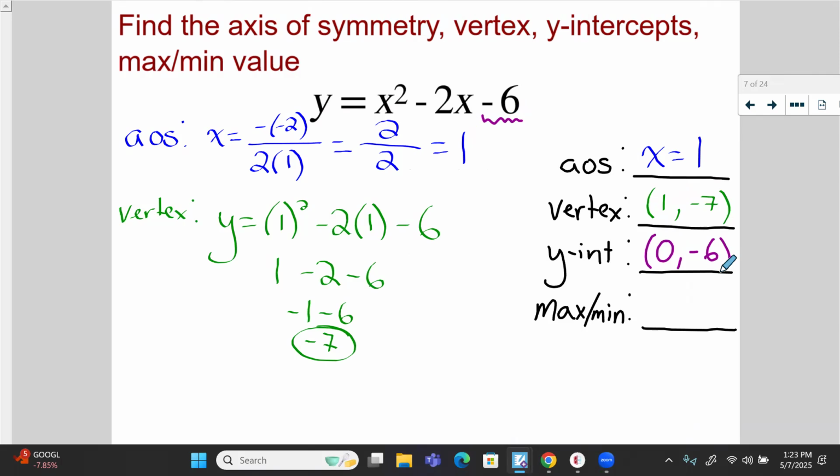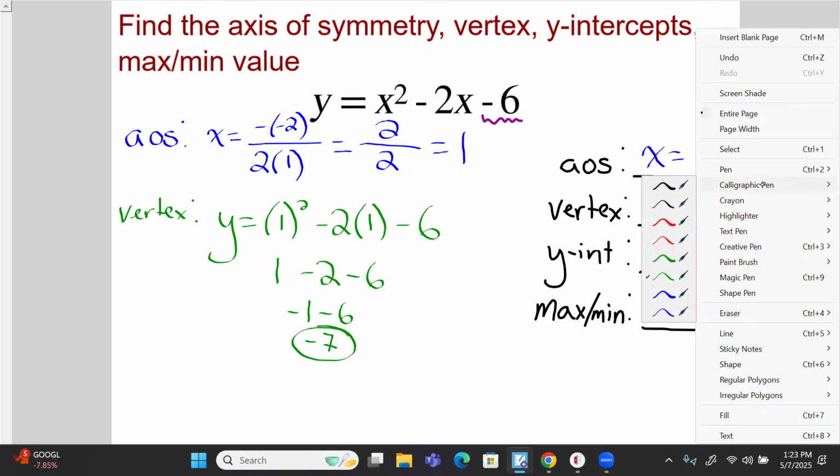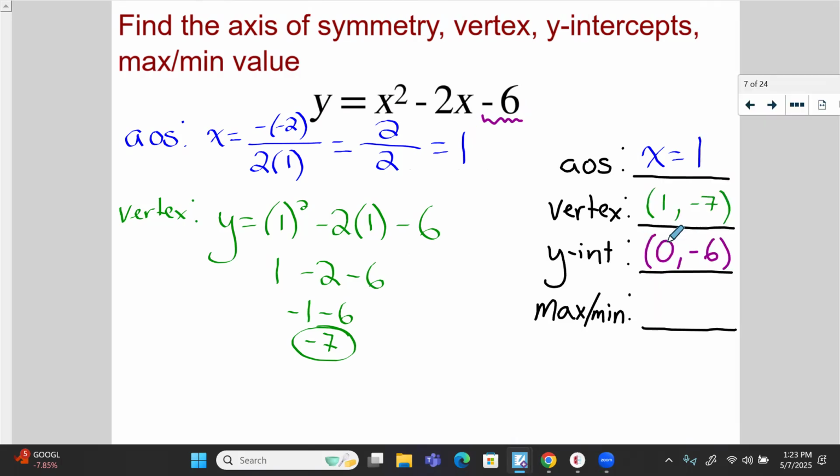And then the last thing we need to find is our maximum or minimum value. Here our a is positive. Since a is positive, it will open up, so it will have a minimum value. And that minimum value is always the y value of the vertex. It will have a minimum value of -7.